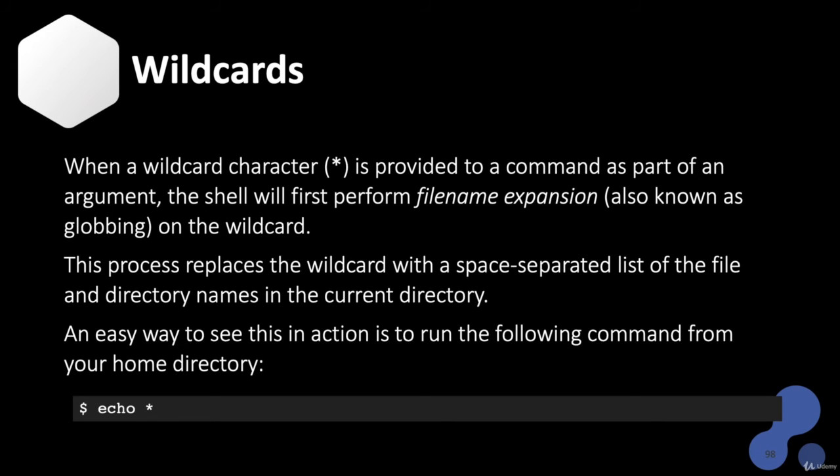Wildcards. When a wildcard character, usually an asterisk, is provided to a command as part of an argument, the shell will first perform file name expansion, also known as globbing, on the wildcard. This process replaces the wildcard with a space-separated list of the file and directory names in the current directory. An easy way to see this in action is to run the following command from your home directory: echo space asterisk.